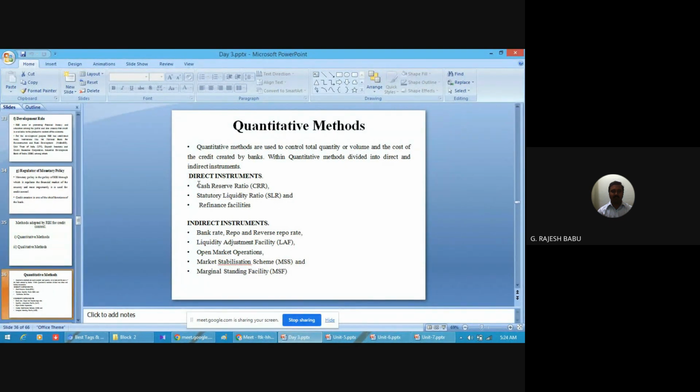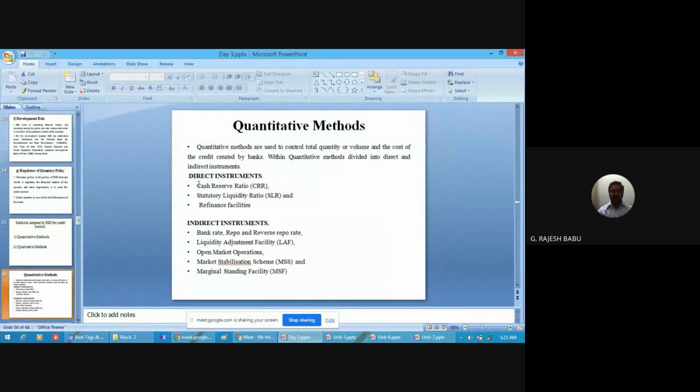Now, quantitative methods are divided into direct methods and indirect methods. Direct methods are cash reserve ratio, statutory liquidity ratio, and refinance facilities. Second, indirect instruments. First one, bank rate, repo rate, and reverse repo rate. Second one, liquidity adjustment facilities. Third one, open market operations. Fourth one, market stabilization scheme, and marginal standing facilities.